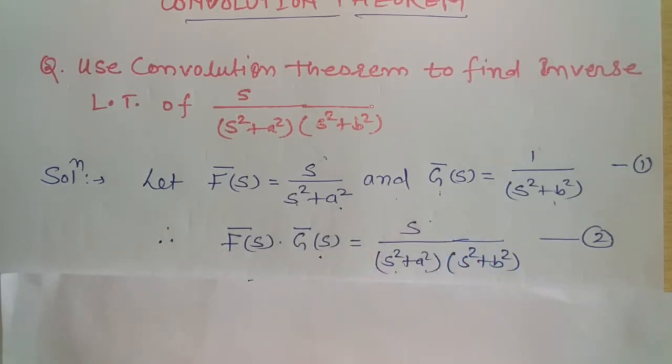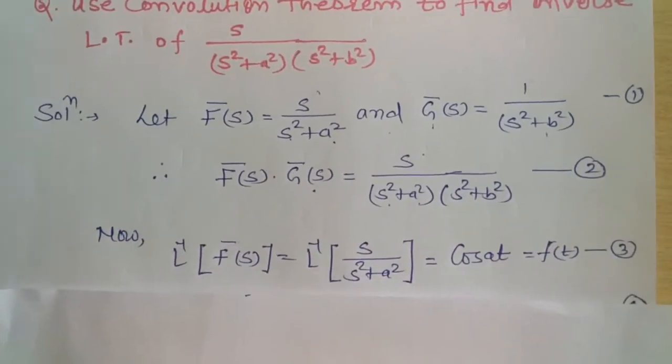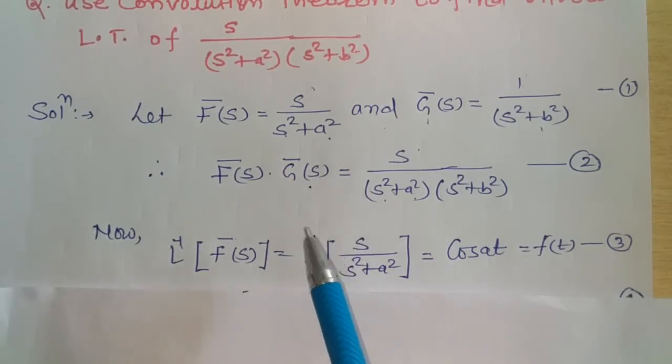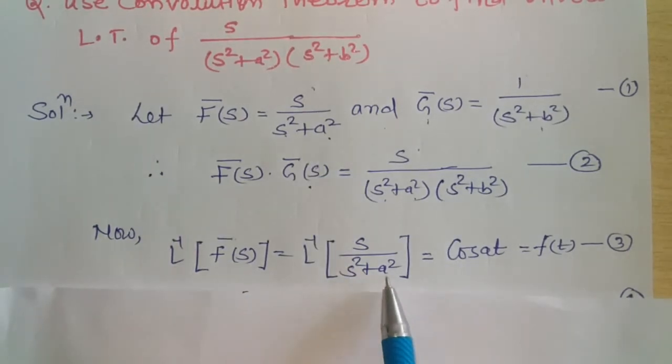So the inverse Laplace transform of f bar s is the inverse Laplace transform of s upon s square plus a square, which is cos at, which we denote by f of t. The inverse Laplace transform of f bar s is f of t.